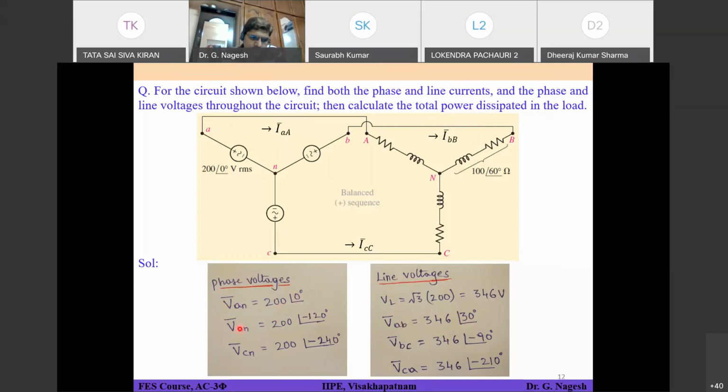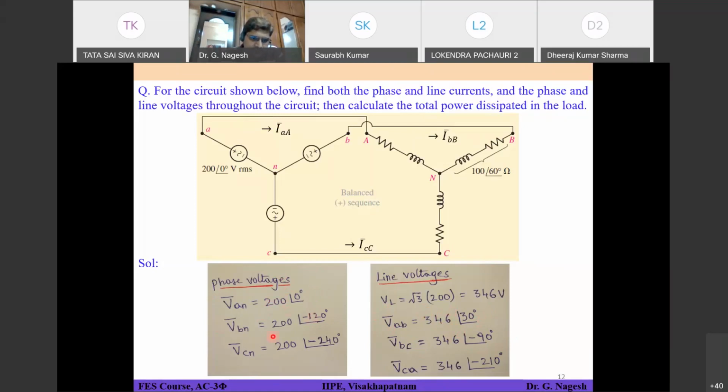With respect to VBN, VBC will be 30 degrees. That means for minus 120, you have to add plus 30. So minus 120 plus 30 will be minus 90. So VBC will be minus 90. What I am trying to say is, if this is your phase voltage, your corresponding line voltage magnitude will be root 3 times more than this. 200 into root 3 is 346. Phase angle will be plus 30.